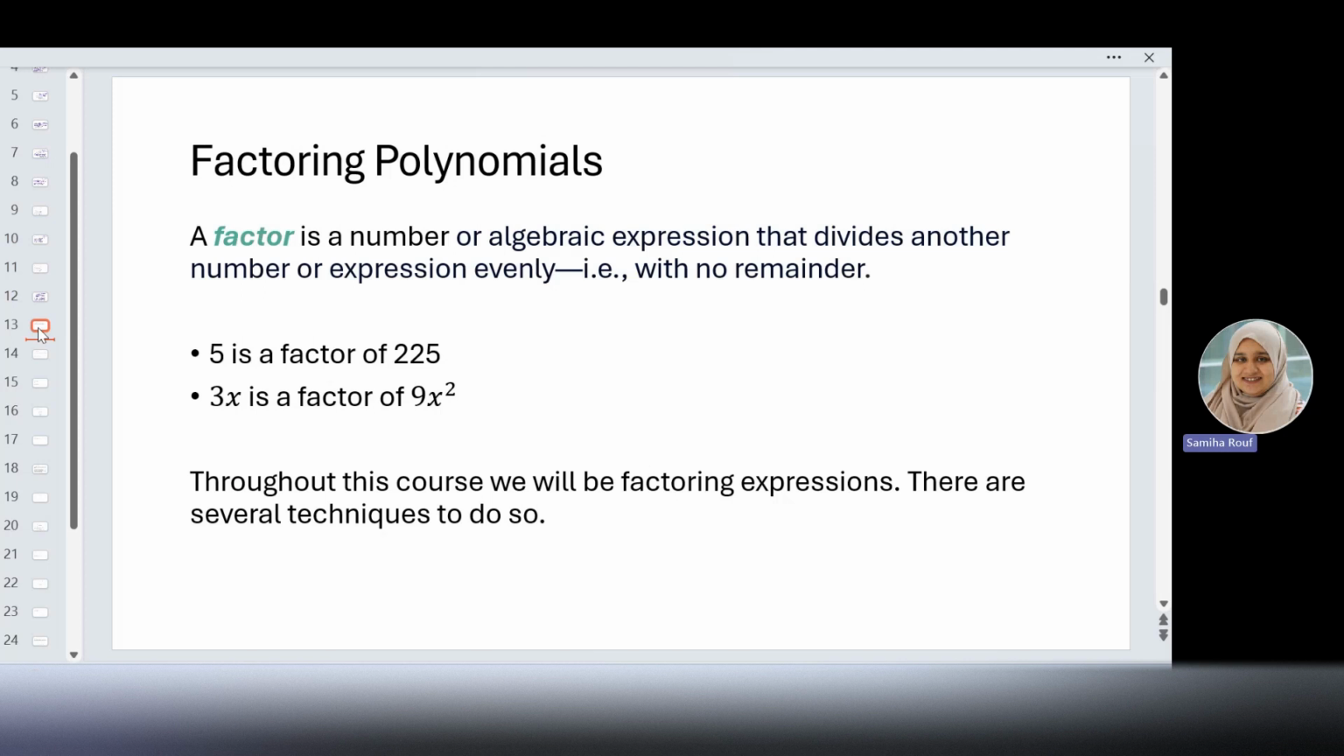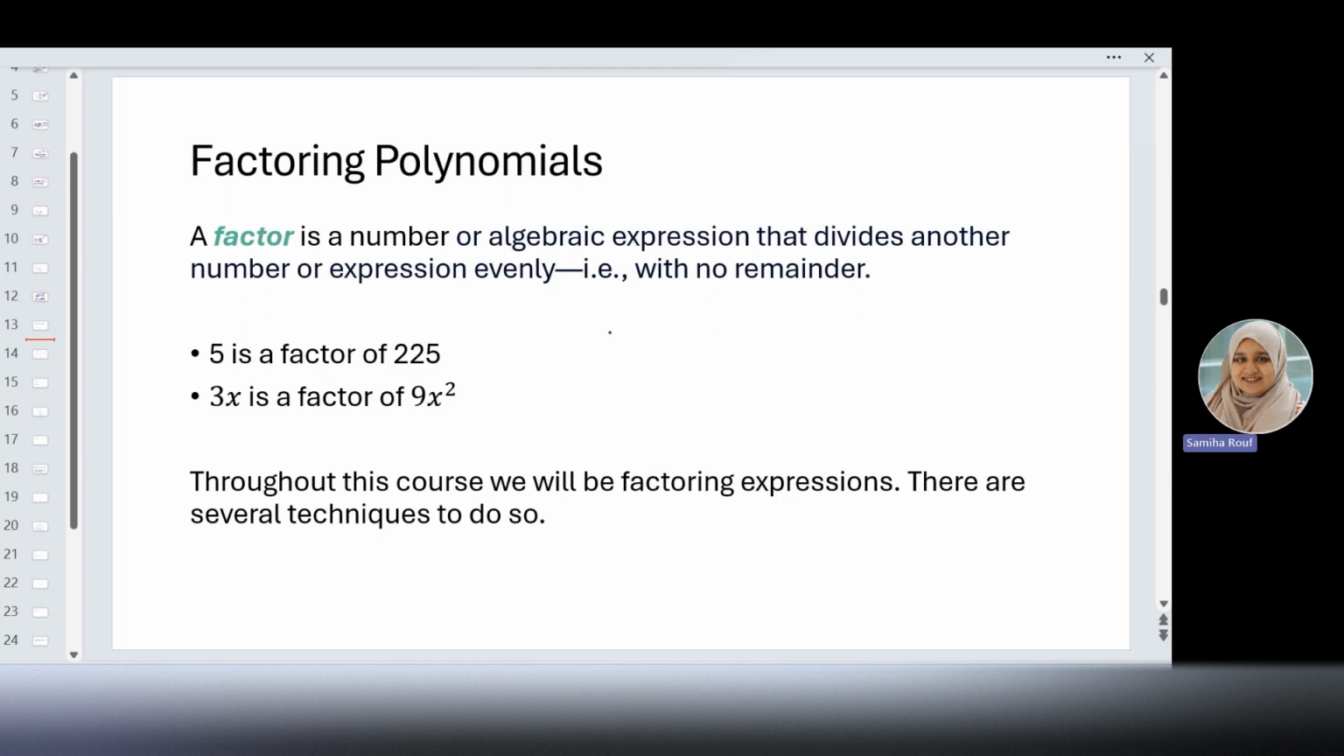What is factoring? It's a number or an expression that divides another expression evenly, essentially meaning that you have no remainder. So for the number 225, a factor is 5. You can divide 225 by 5 and you would get another whole number. Same way we have factors when it comes to algebraic terms and expressions.